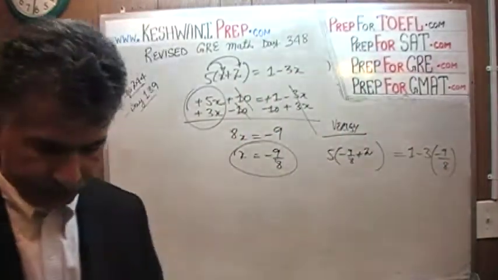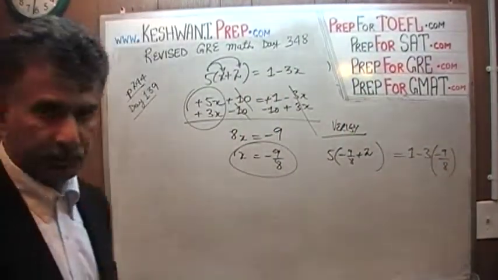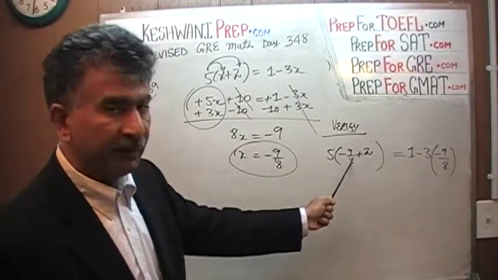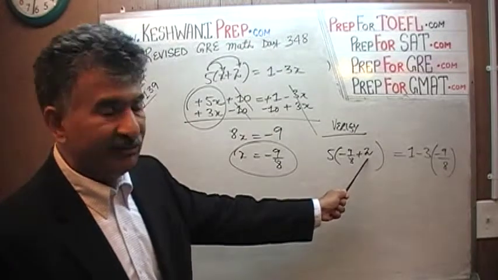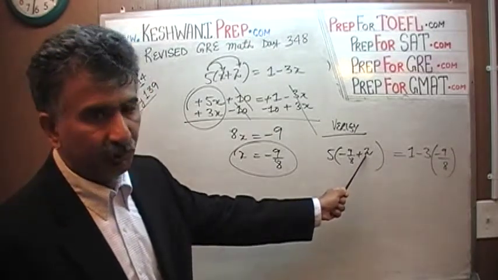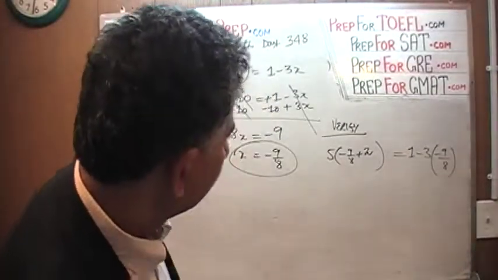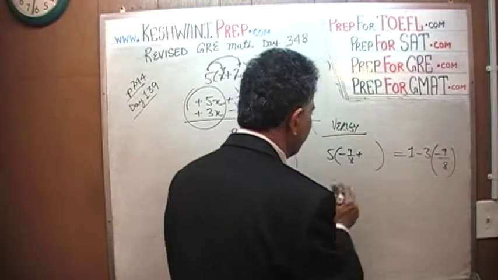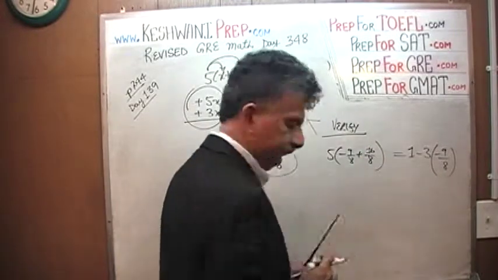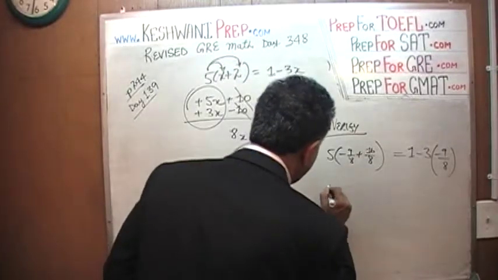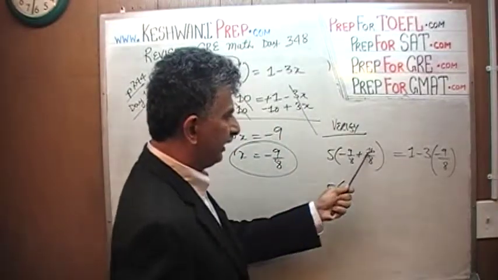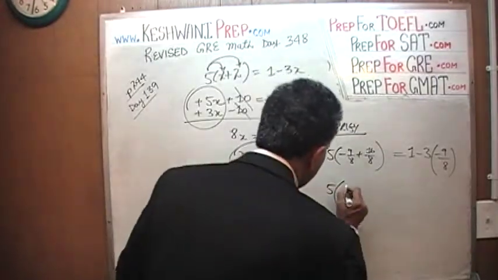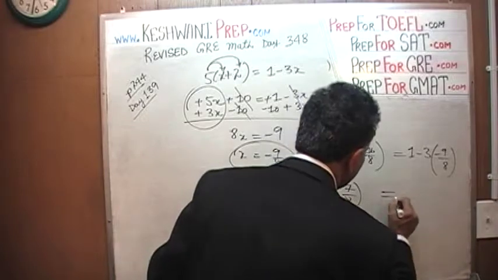Now watch what happens. This 2, how can we write this 2 so that we have the denominator of 8? How many 8s make 2? 8 eighths make 1. 8 over 8 is 1. So this can be written as 16 over 8. Now we have negative 9 and a positive 16. 16 minus 9 is going to give us 7. So 5 times 7 over 8 has to equal this amount.